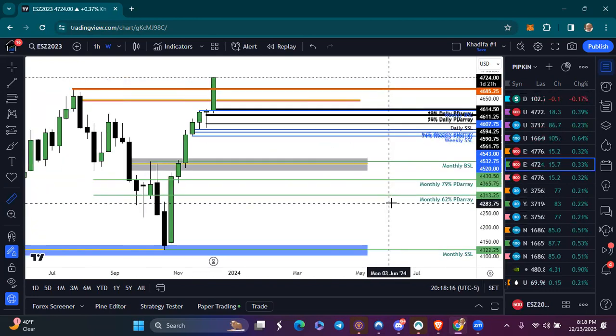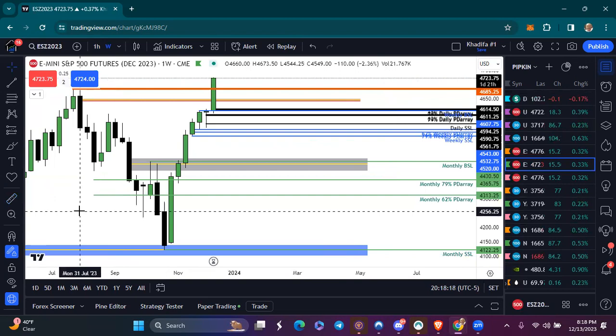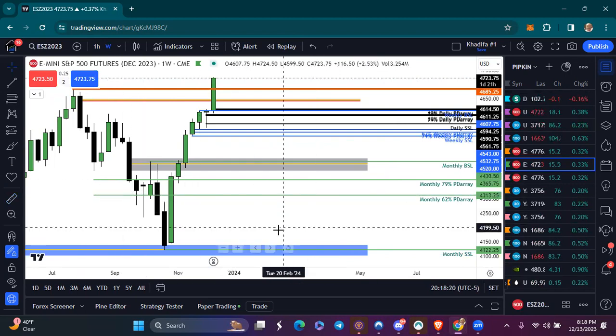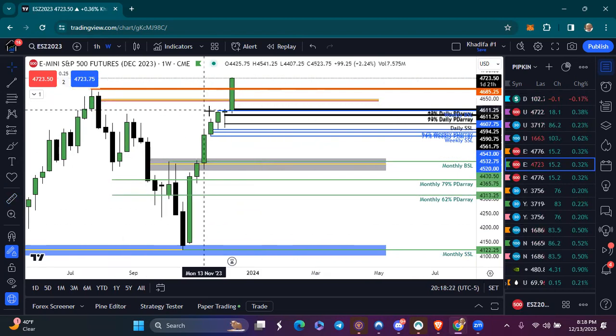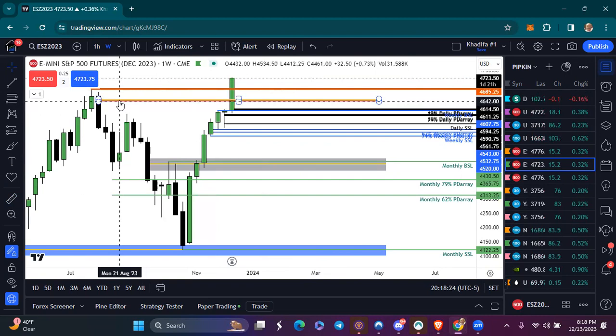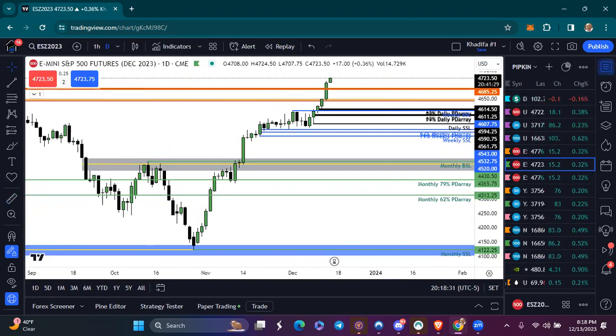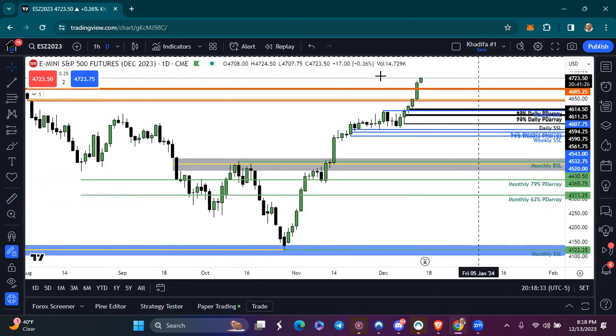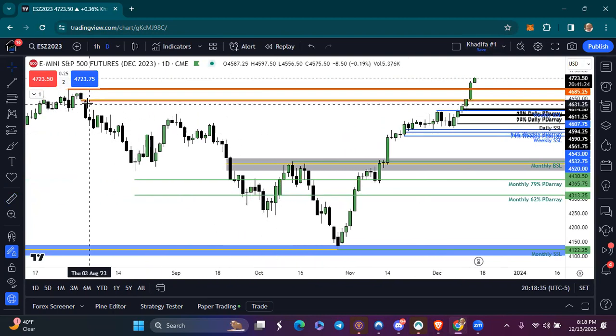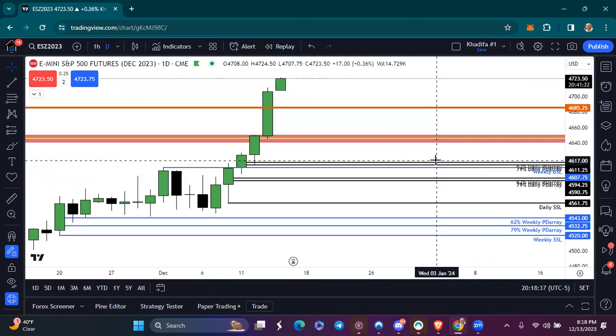ES, looking at S&P 500 futures. I told you guys that I wanted to see price push up to this daily volume imbalance. Let me go down to the daily time frame, right? We see the daily volume imbalance right here. That's what we wanted to see price go to.